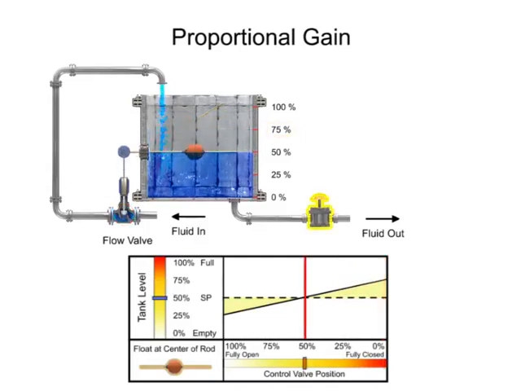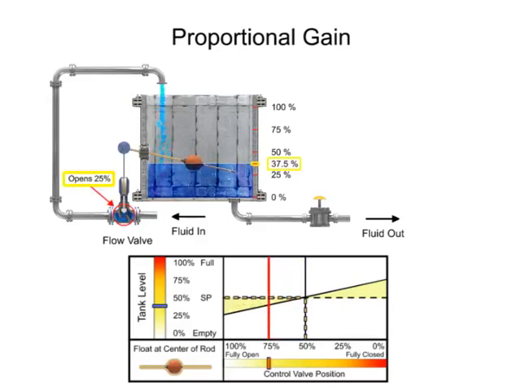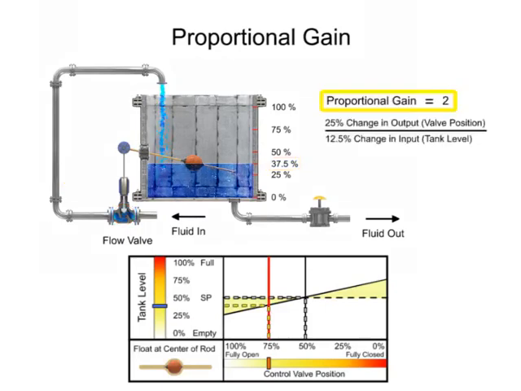Opening the drain valve increases the load demand, which causes the tank level to drop by 12.5%, or 37.5% full. The float drops and the valve opens 25%, which allows more fluid flow to enter the tank. A gain of 2 is demonstrated in this mechanism since the 12.5% change of tank level resulted in a 25% change of valve position.